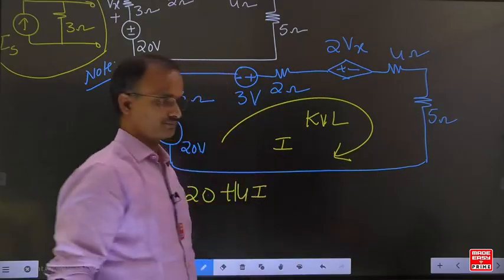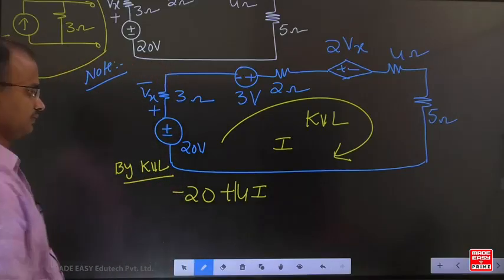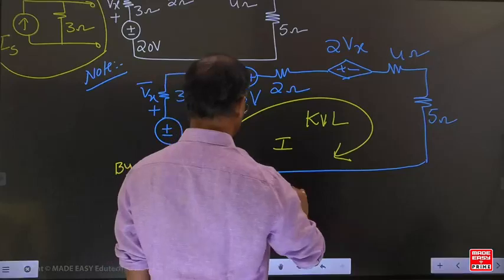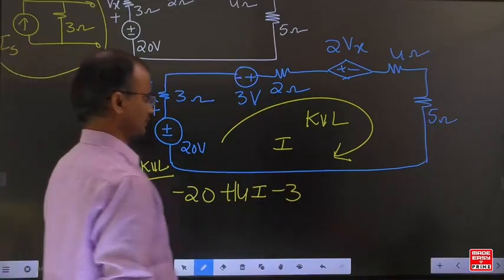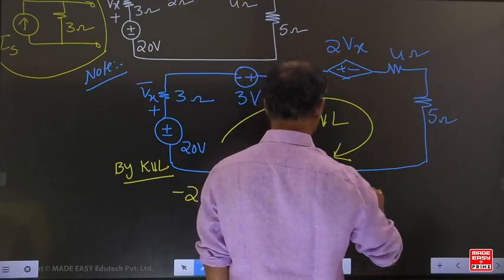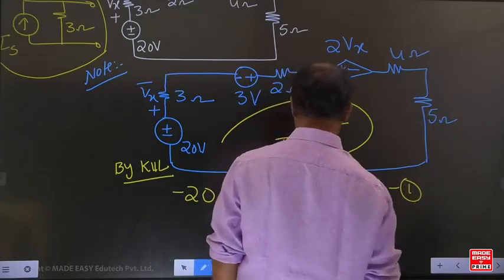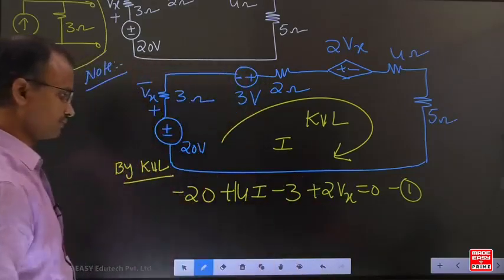Total resistance is 14I. Can you add all the respective resistance values? Again here, lower potential to higher potential, voltage rise. -3. Now higher potential to lower potential, voltage drop. This entire equation is equated to 0.